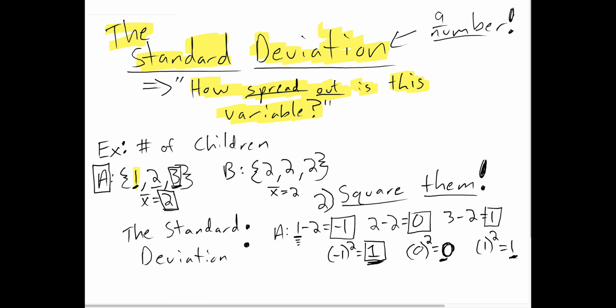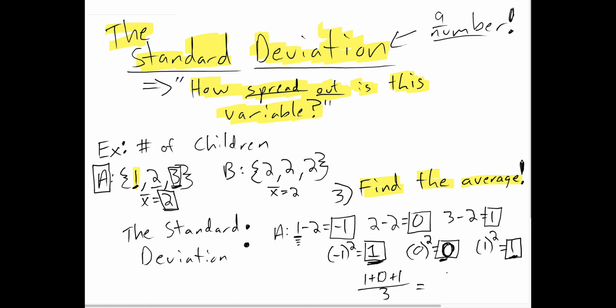I'm just going to leave that mistake in there. So we have three numbers that are representing the distances from the mean. So what do you think we're going to do? We're basically going to find their average, which gives us 2/3. So we are not quite done.